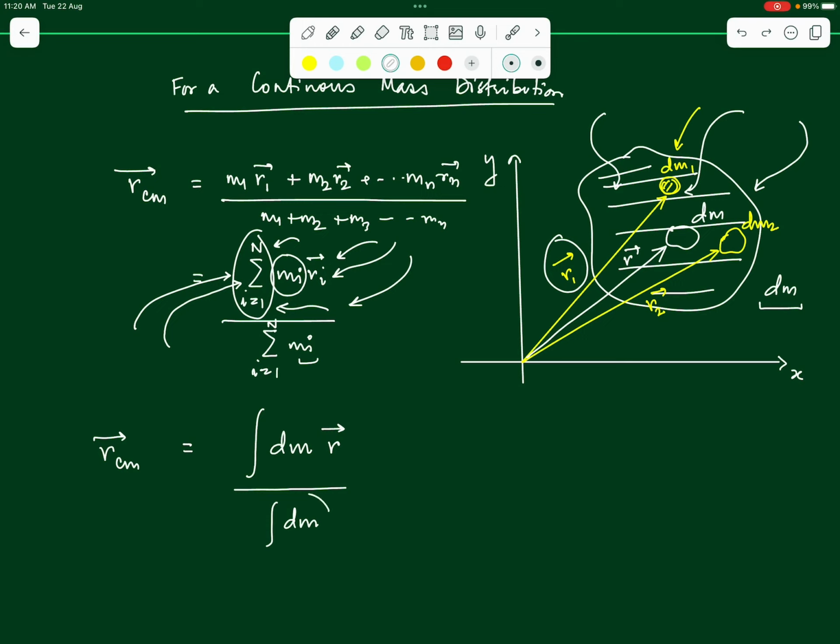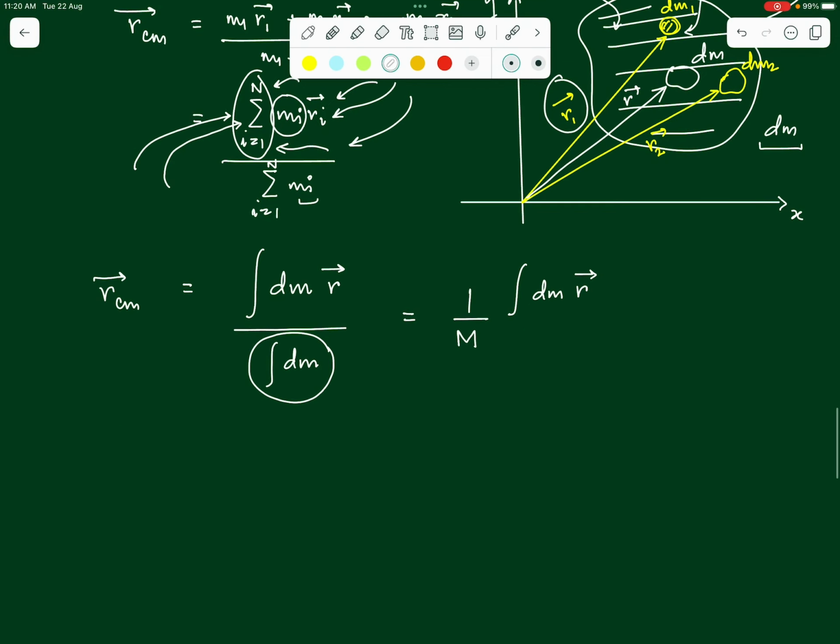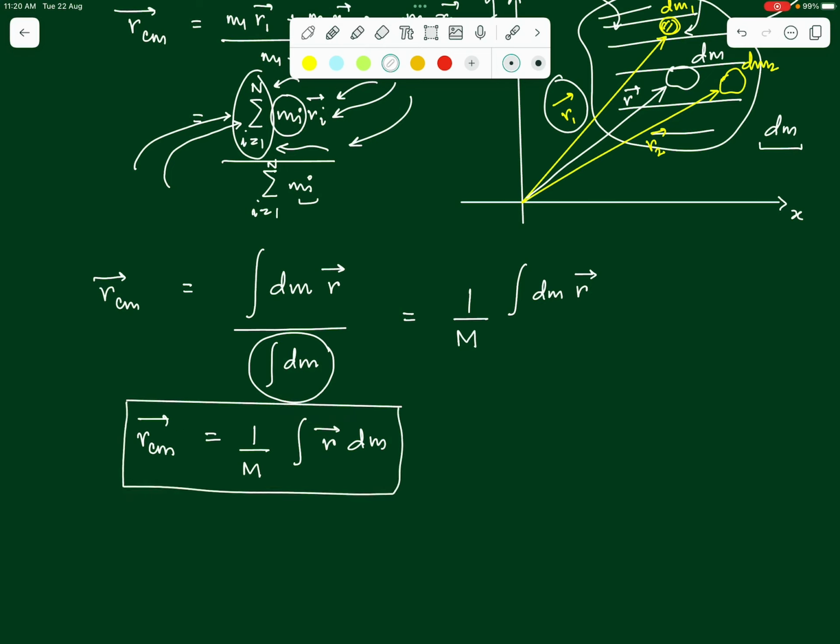Once again, see that integral of dm, which is the sum of all the small masses, will give us nothing but the total mass of the body, so that we can once again write this expression as 1 by capital M, where capital M is the total mass of the body, into integral of dm into vector r, right? So this expression then becomes the defining expression for center of mass of a continuous mass system, 1 by M integral of r dm. I can just write it in this form because generally we keep the integrating factor at the end. That's how we generally write an integral, so that's why.